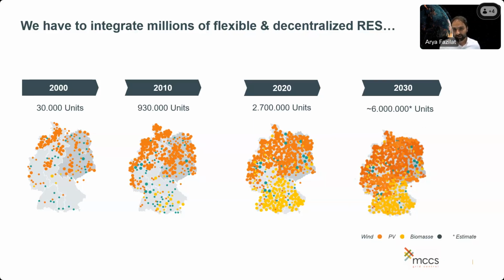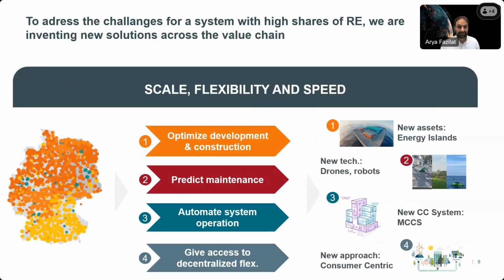What does that mean for us as a transmission system operator that needs to plan, build, operate, and maintain the on and offshore transmission infrastructure? It means we have to transform everything that we do. We have to build differently. First of all, we have to scale and be faster and more flexible. Across our value chain, that means for the first part, we need to optimize how we develop and construct transmission infrastructure. More specifically, we are building new assets, such as energy islands or the world's first hybrid interconnector between Denmark and Germany.